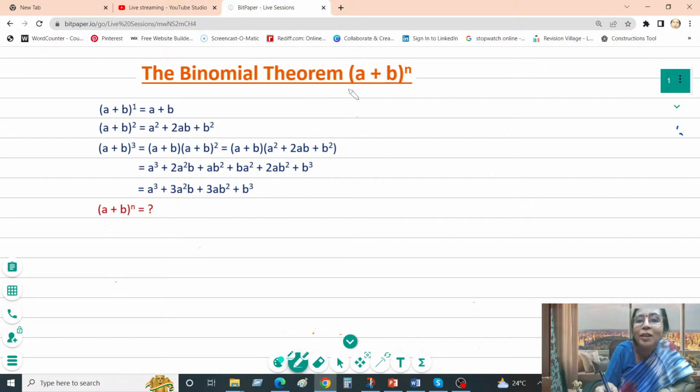What is the binomial theorem? As this word binomial suggests, we will be having two terms, a and b, and they are connected by this plus sign. You can have a minus sign as well. And these two terms combined are raised to this power n. And for today's session and for our next few sessions, at least, the value of n should be a positive integer.